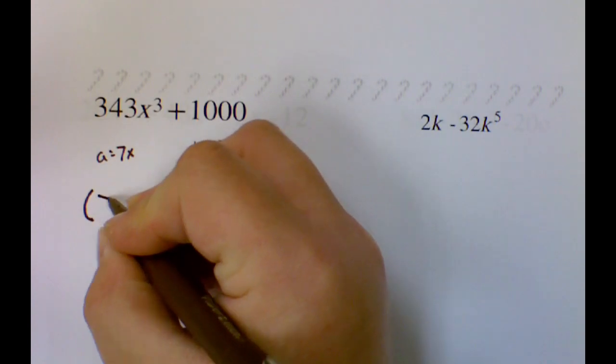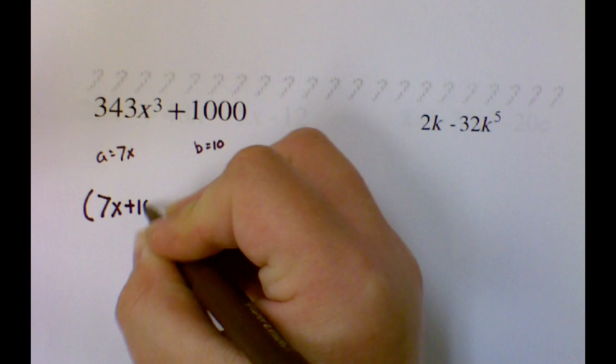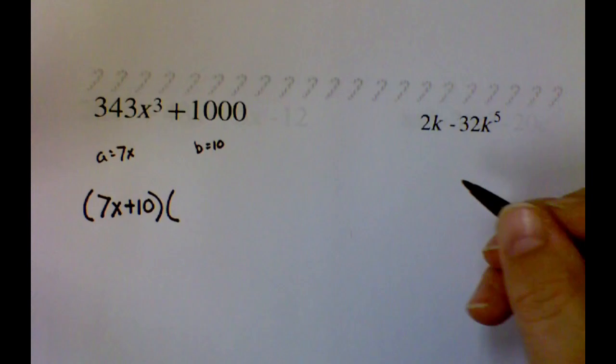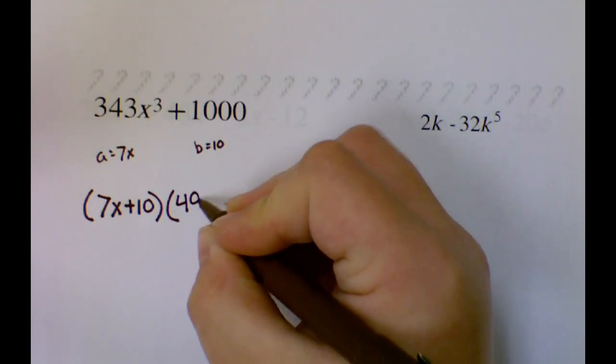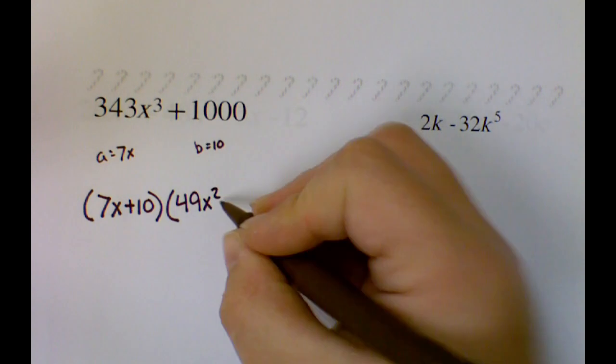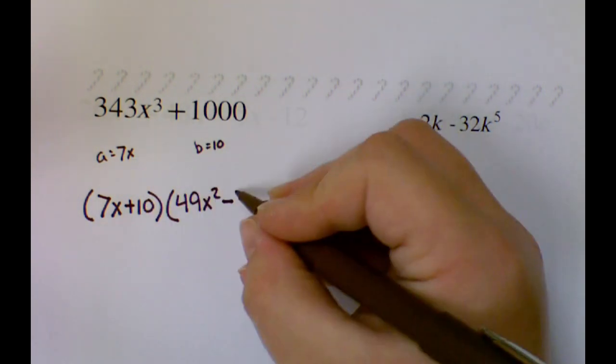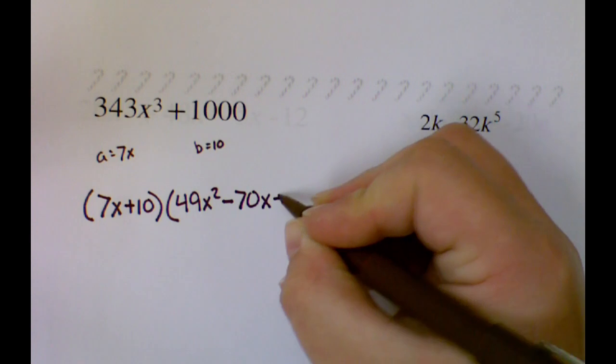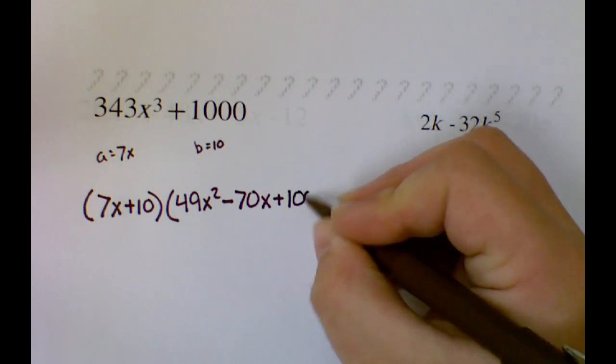So I take A plus B, so 7x plus 10, times A squared, so 7x squared is 49x squared, minus A times B makes 70x, plus B squared, which is 100.